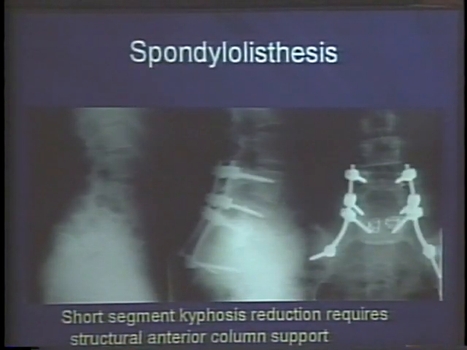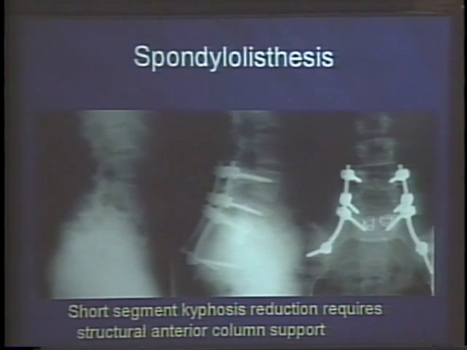We see significant improvement in the sagittal alignment at the lumbosacral junction, and at 2 years, a very good fusion mass. In this area, short segment kyphosis reduction, I think, always requires an anterior column support that is structural. This can be done either from the posterior view as illustrated or by a direct anterior approach in an anterior interbody fusion.